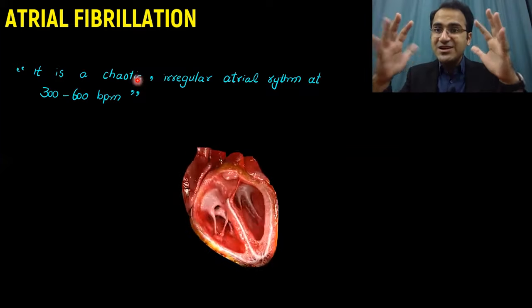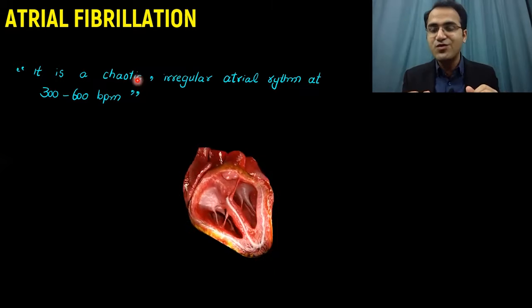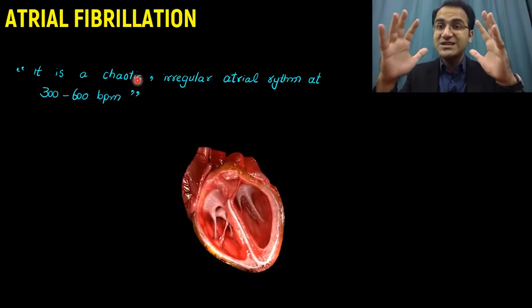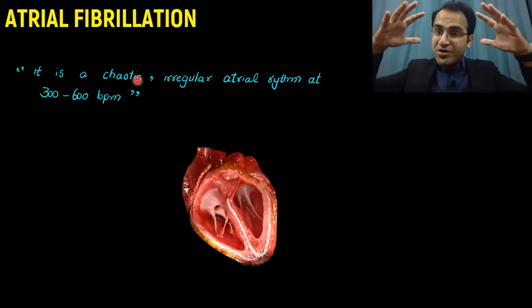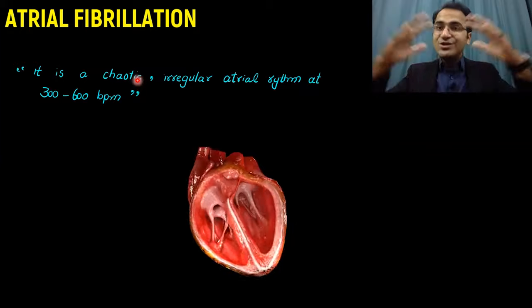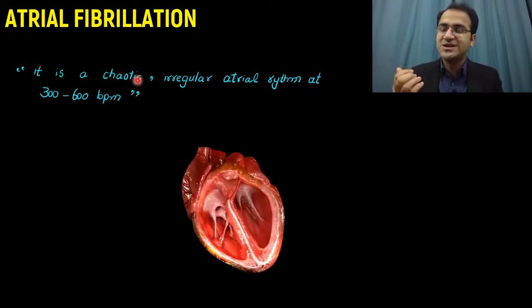These atria are literally seizing at that point due to excessive electrical activity. When they are seizing due to excessive electrical activity, they do not contract in a synchronized manner. When they do not contract in a synchronized manner, they do not generate a pulse.